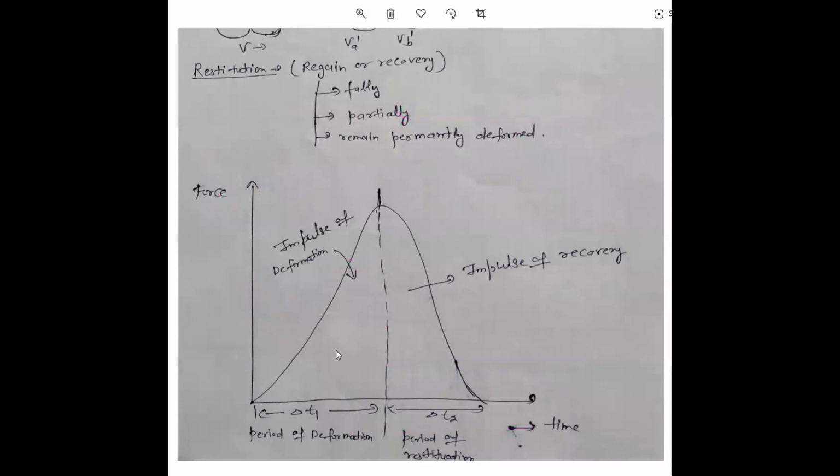Okay, so we can plot this information on the graph. On the x-axis, we take the time, and on the y-axis we take the force which is acting during the impact. That is the point when the bodies make contact for the first time.